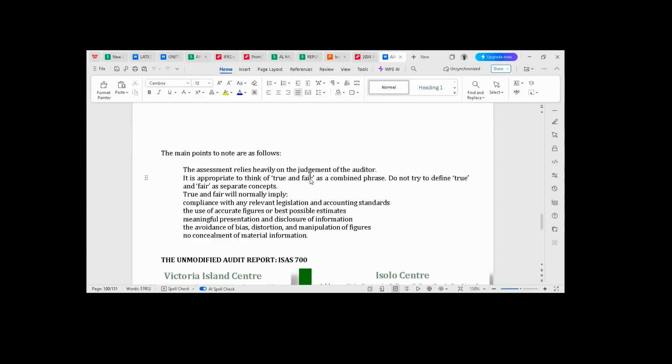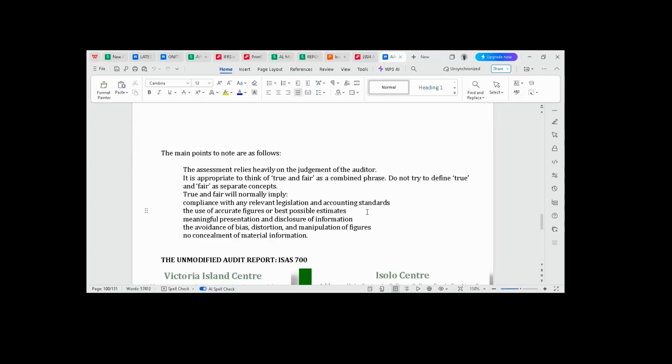I also said that if you are in America, you might not see the words true and fair view. What you are going to see is that the financial statement presents fairly in all material respects. But because we are not in America, we are in Nigeria, we are going to confine ourselves to what is obtainable in Nigeria, which is true and fair view.